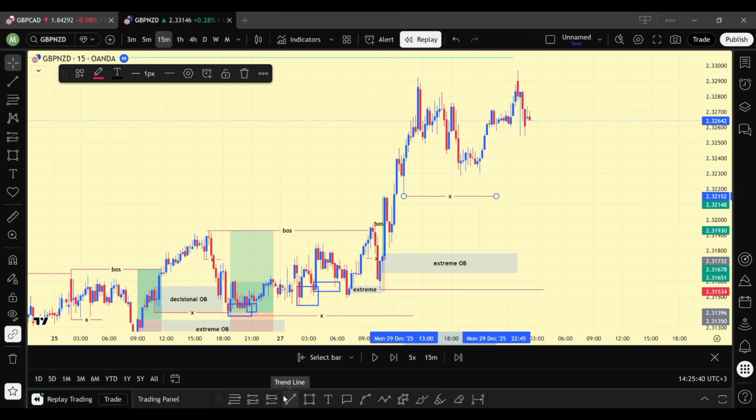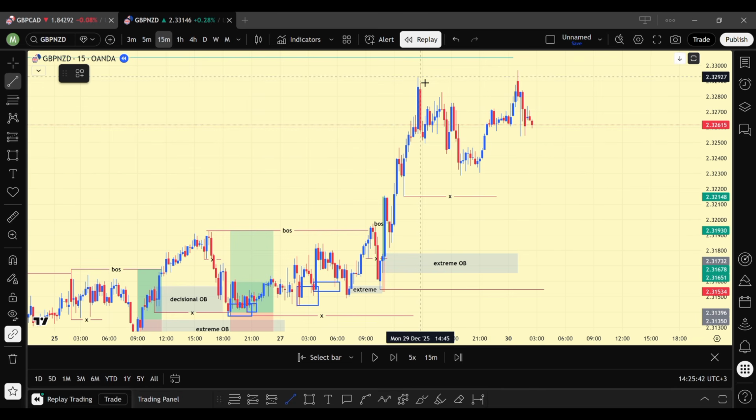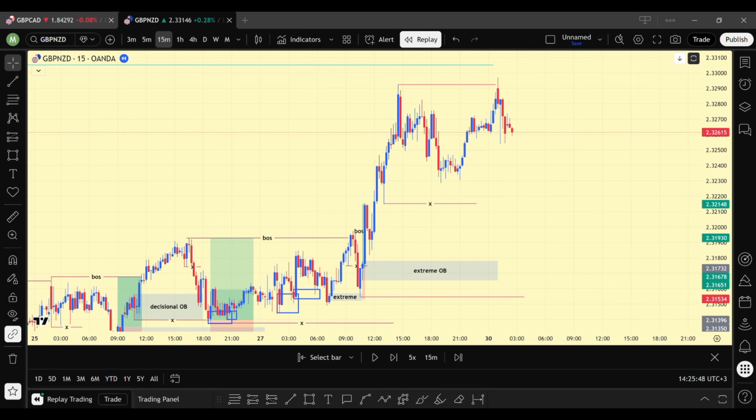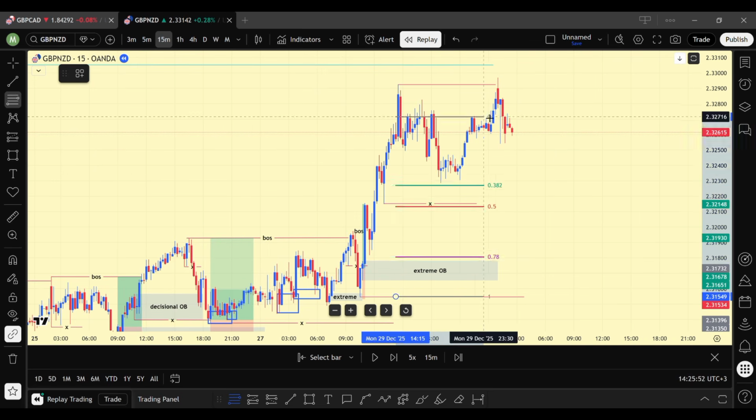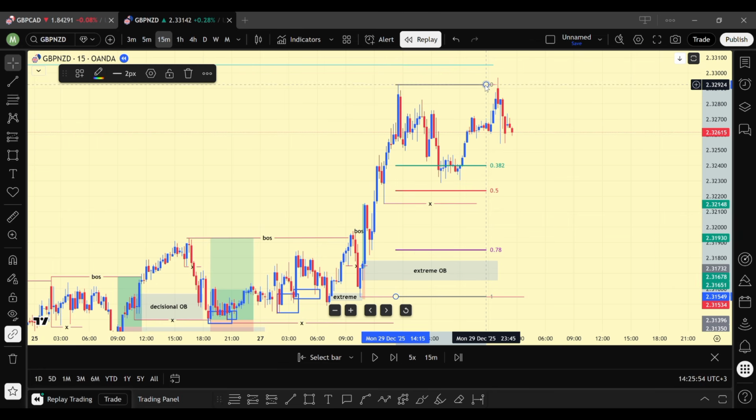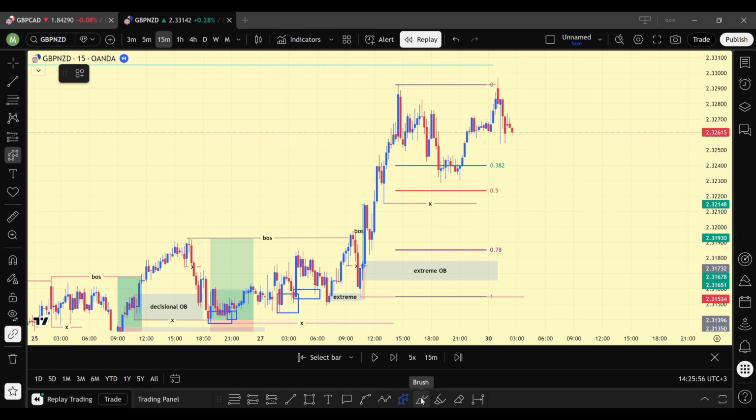Okay, so price extended further, breaking past this high. So now I need to check if this one here is a valid break of structure. And how can I confirm that? Okay, so let's see. If I take the fib and drag it all the way there, we can clearly see that the retracement has made it out to the 0.32.